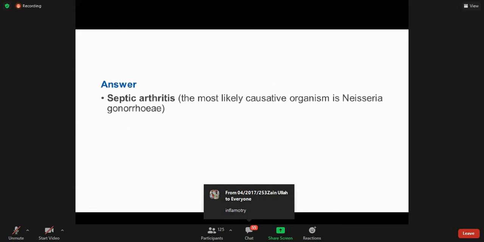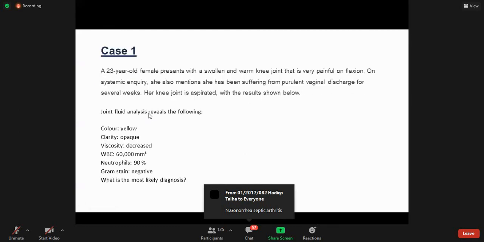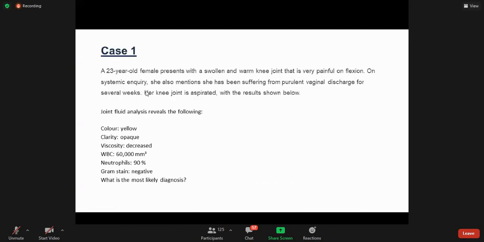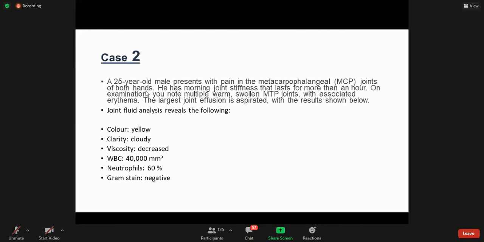ठीक है? Septic arthritis, and the most causative organism is the Neisseria gonorrhoeae. क्यों? Because the patient is sexually active and young. Now read this case.